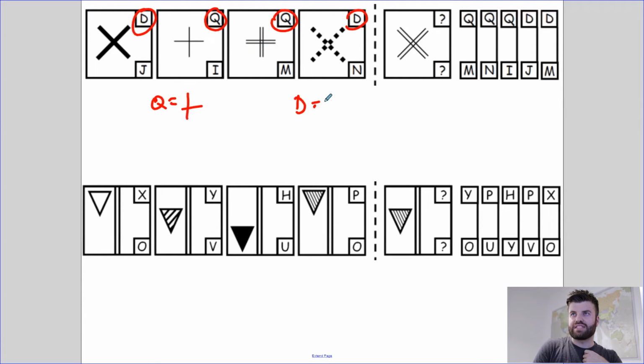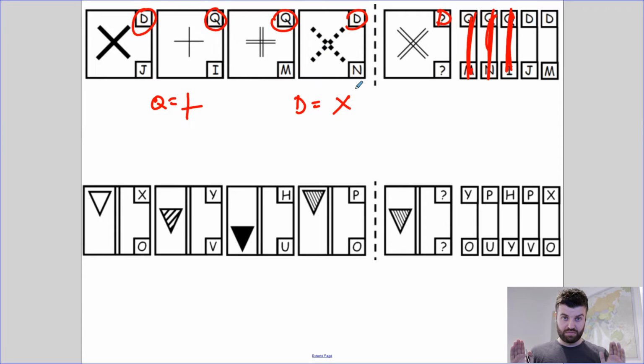So D, what's the same about those 2 shapes? Well, they're crosses. So Q at the top is a plus, D is a cross. So I'm going to put D for my shape as it's a cross. So I can get rid of that one, that one, and that one. I'm down to 2 answers already. Then we look at the bottom letter. I have J, I, M, N.